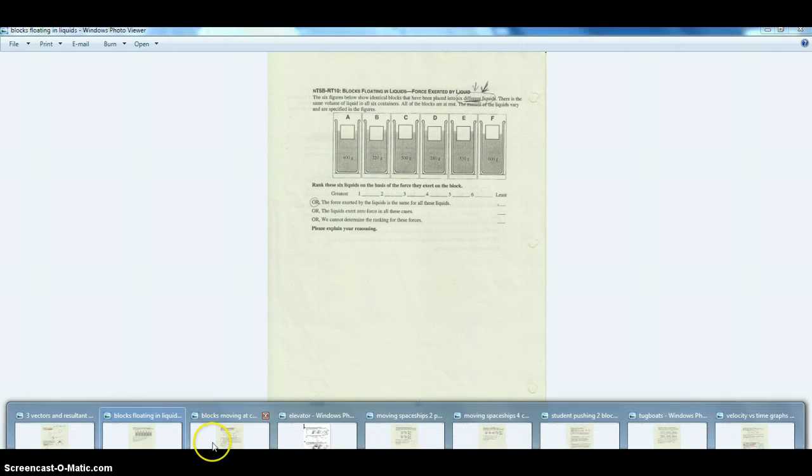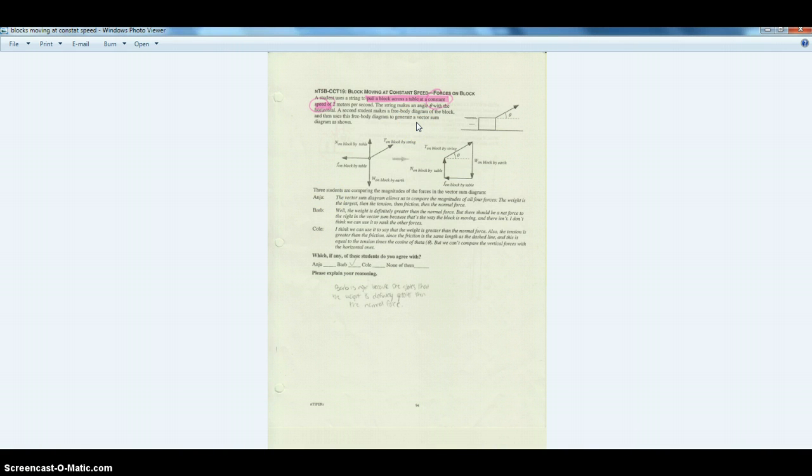Now the next worksheet is NT5B-CC1019, block moving at constant speed, forces on block. Okay. For this one I put Barb is right because she states that the weight is definitely greater than the normal force. As you can see here in this diagram, the weight is greater than the normal force. So we're paying attention to only the highlighted words, which is pull a block across the table at a constant speed. So Barb said, well, the weight is definitely greater than the normal force, which is obvious here.